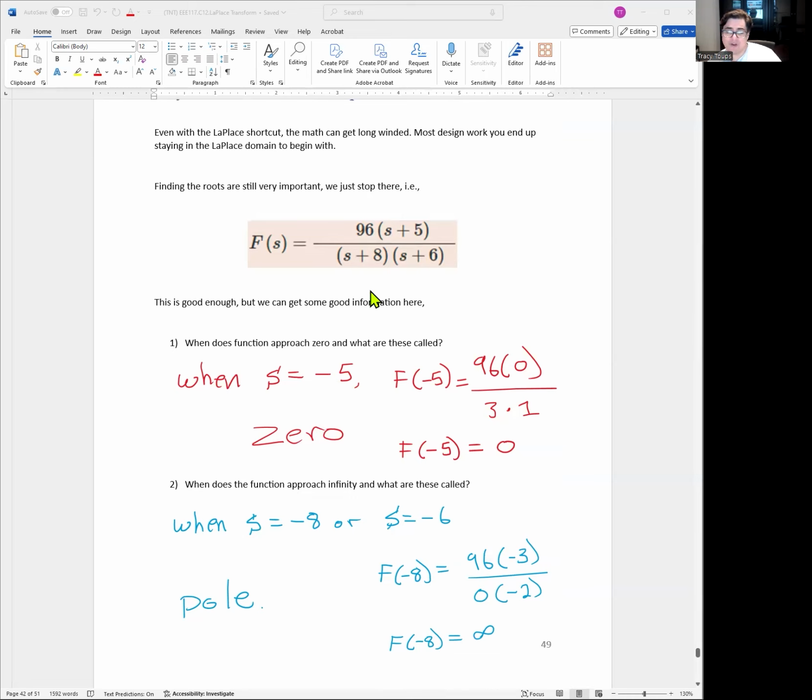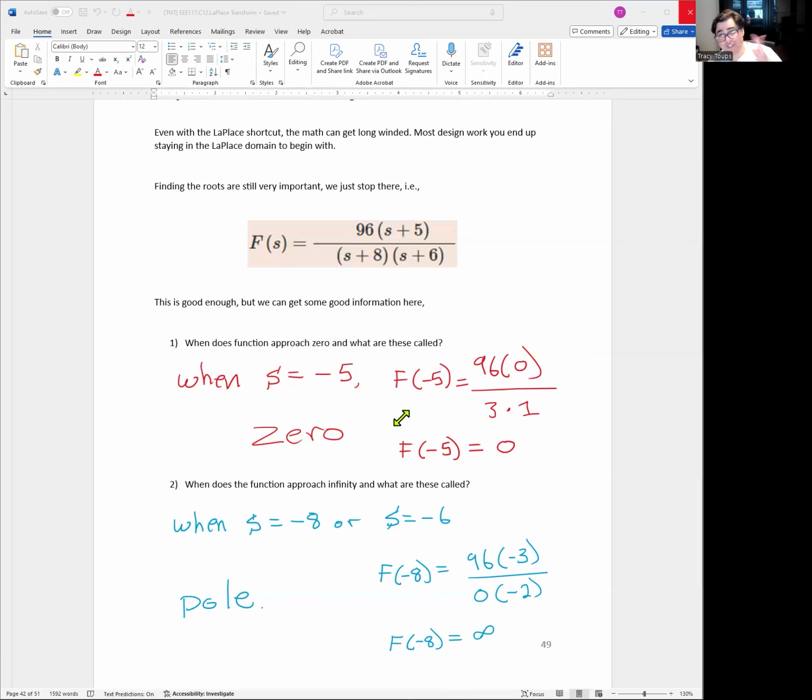We could do the same thing here. What value can we plug in for s to make this something divided by 0? Well, obviously, if s is equal to -8, then -8 plus 8 equals 0, so we go to infinity. So we put -8 in, we have something divided by 0, which is infinity. So when the frequency hits 8 or 6, this voltage shoots to infinity. So I should probably stay away from 8 and 6, and I should watch out at 5 because that goes to 0.